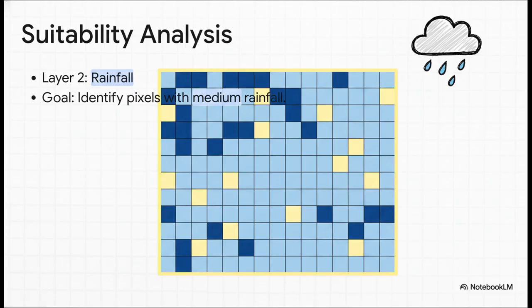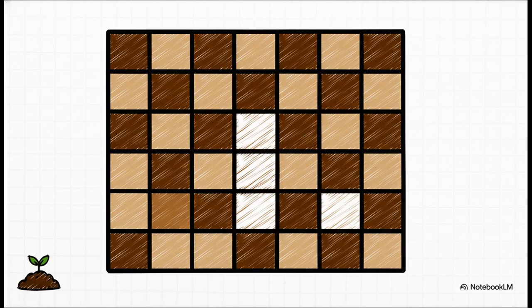Okay, flat land is good, but we also need the right amount of rain. So we grab another layer, this time a rainfall map. On this grid, we look for all the spots, all the pixels that get a medium amount of rain. Not a desert, but not a flood zone either. And for our last piece of the puzzle, we need good soil. So we create one more layer. This one is a soil map where the pixel values tell us the soil type. We'll just highlight the pixels that represent the most fertile soil for our specific crop.